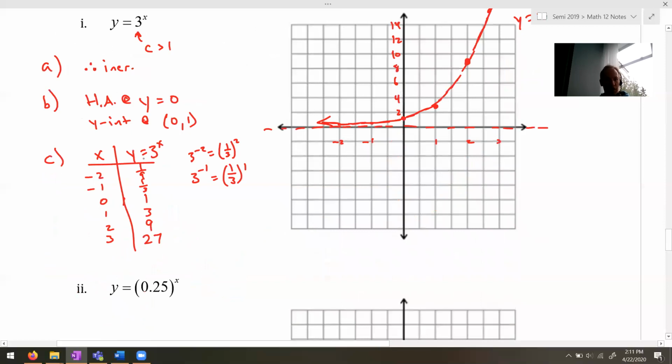Let's state the domain and range. Okay, so for D, I guess I'll fit it down here. The domain is x belongs to all the real numbers, and the range is y is greater than 0.